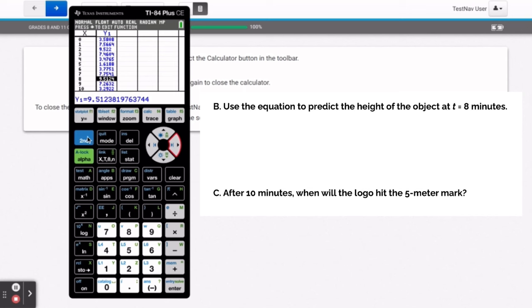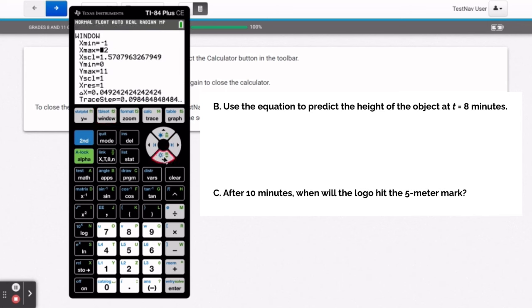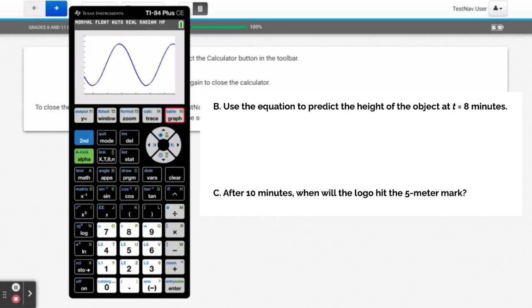All right, last but not least, after 10 minutes, when will the logo hit the 5-meter mark? So we care about what happens after 10. Let's go to my window, and since we care about after 10, let's set this from 10 to 20. All right. It's definitely going to hit the 5-meter mark at some point. But when? Well, y equals 5 gives me that 5-meter mark. So graph, and right around here is where it's going to hit that 5-meter mark.